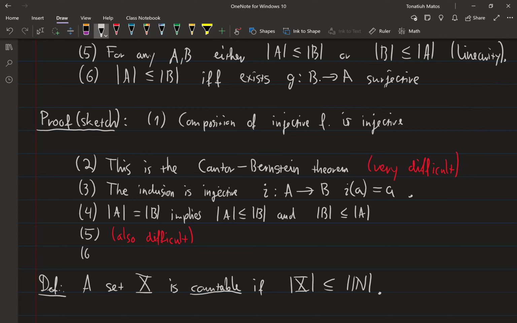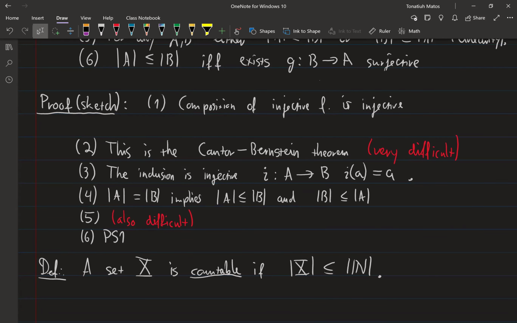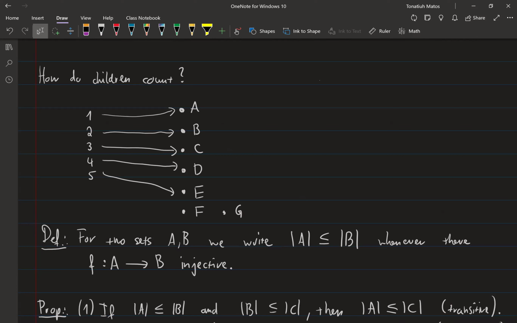And to prove number 6, you prove this in problem set 1. It is either a combination of an exercise that you turned in and one of the additional exercises, or it is one of the ones you turned in. I forget right now. Anyway, we can talk about this in more detail if you don't remember how this is done. But there is an injection from A to B if and only if there's a surjection that goes the other way. And from a sketch, this is easy to see, even with this simple example with the children counting, right?